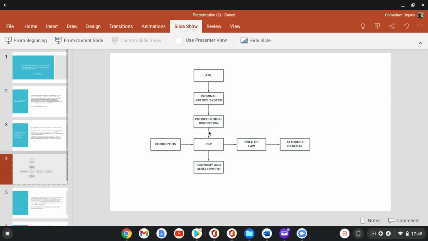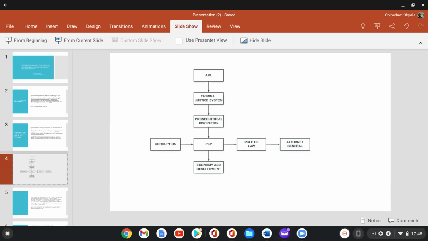First of all, let me show you this. The rule of law is central to the criminal justice system of any nation. Now, in Nigeria, so I'm going to focus this discussion on Nigeria, the criminal justice system is centered around the office of the Attorney General. The Attorney General in itself, or whoever the person is, is a politically exposed person.